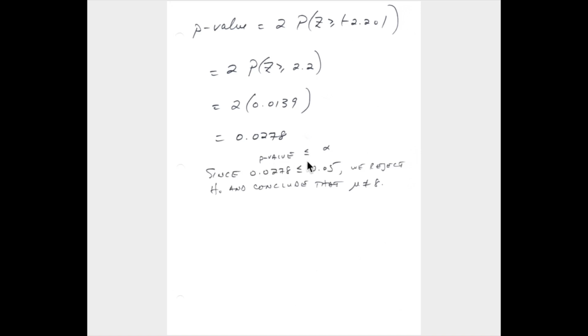If the p-value is less than or equal to alpha, then we reject the null hypothesis. And since 0.0278 is less than or equal to 0.05, we would reject the null hypothesis and conclude that mu is not equal to 8. So let me just stop here and say, well, you're probably thinking, I thought we already came to that conclusion. Why are we looking at this?